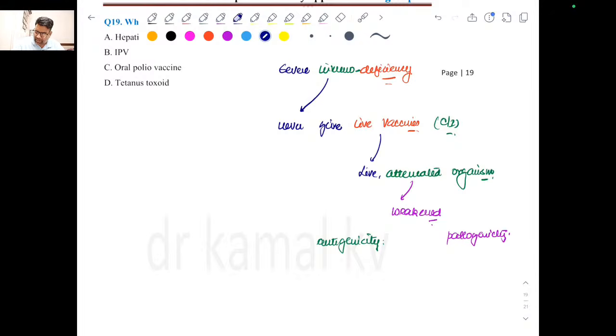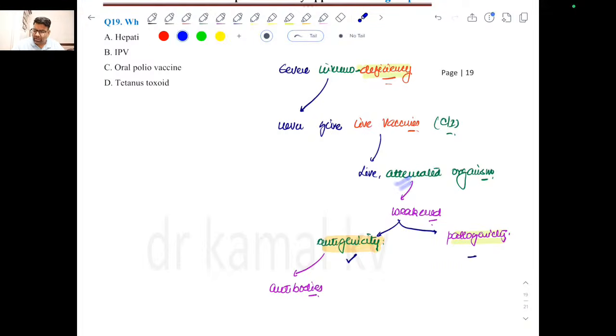So when we say attenuated or weakened, the pathogenicity is nil but antigenicity is preserved, and when there is antigenicity, it will induce formation of antibodies. So this is what is meant by the live attenuated vaccines, that they don't have any possibility of causing infection, but yes, they will generate immune response. But what happens when the immunity is already gone? Even this much amount of organism is sufficient to cause infection, right?